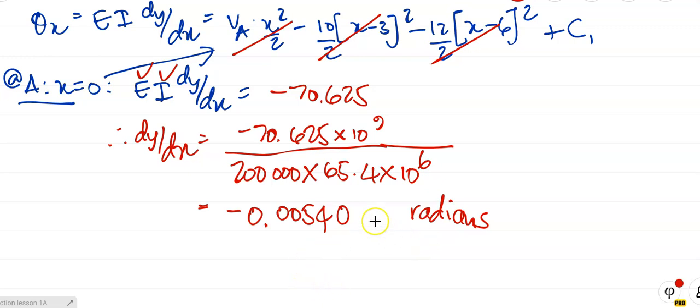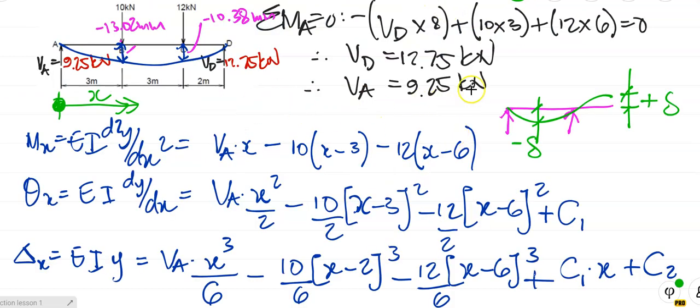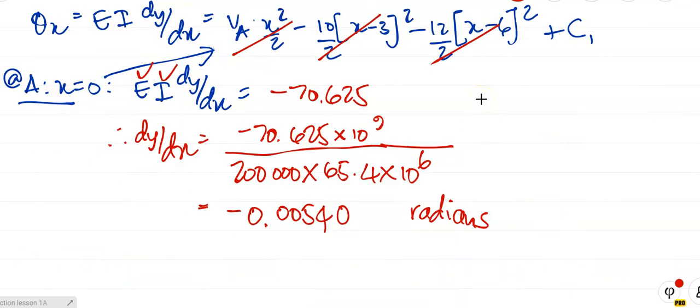Okay, and the reason why it's minus also is because if we go back to there, remember the slope there, if I take that point and draw a tangent at that point like so, that angle there is considered to be a negative angle. If I measure the angle in radians of the slope of the tangent at that point, it is termed a negative angle. So the answer there is minus 0.00540 radians. It's an angle, it's not degrees, it's not in millimeters, it's in radians.